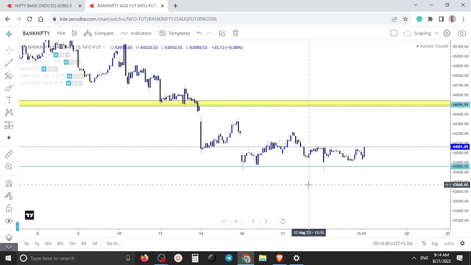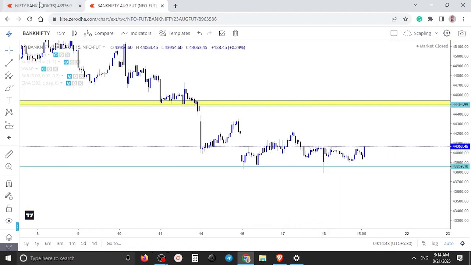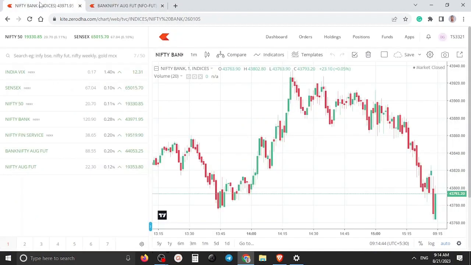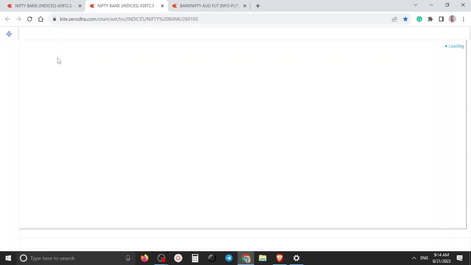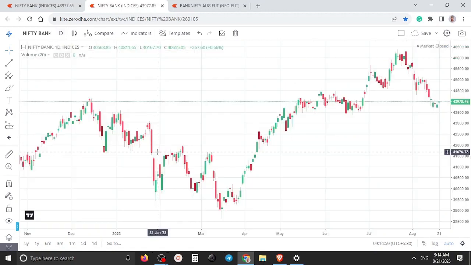All right. So now here you can see this is the key level. So why is it a key level? Let me show you something most important. This is the Bank Nifty, and let's see. Okay, let me show you a larger time frame. So first, let's check the daily time frame.